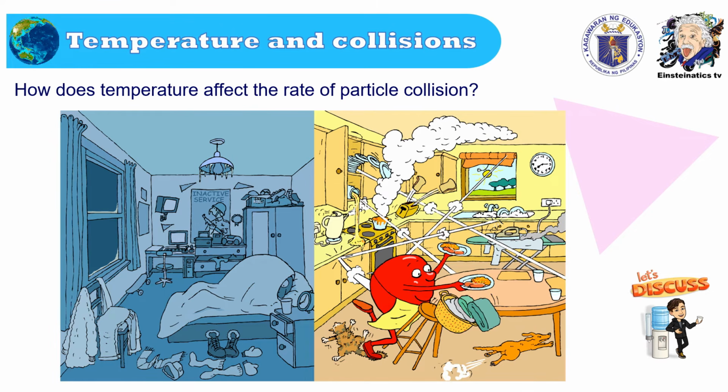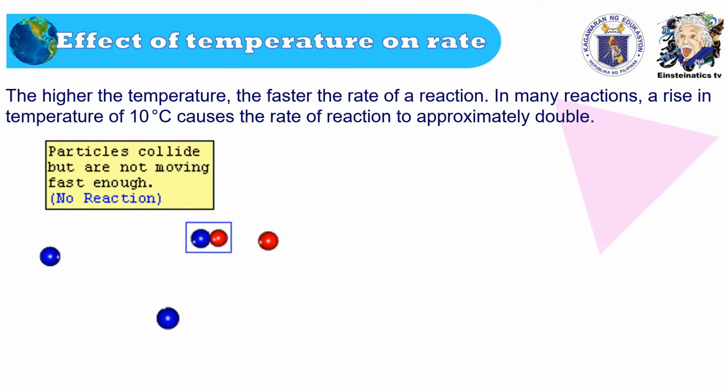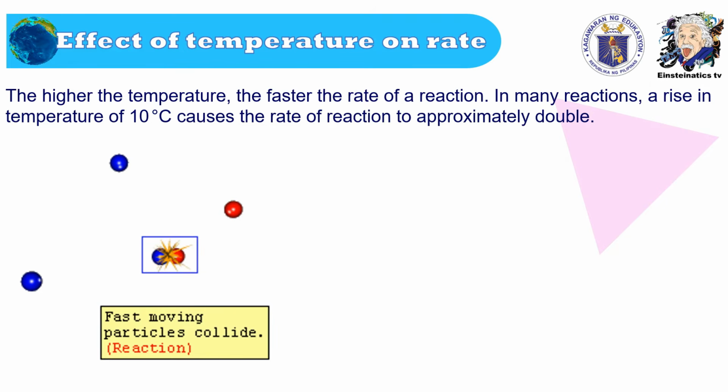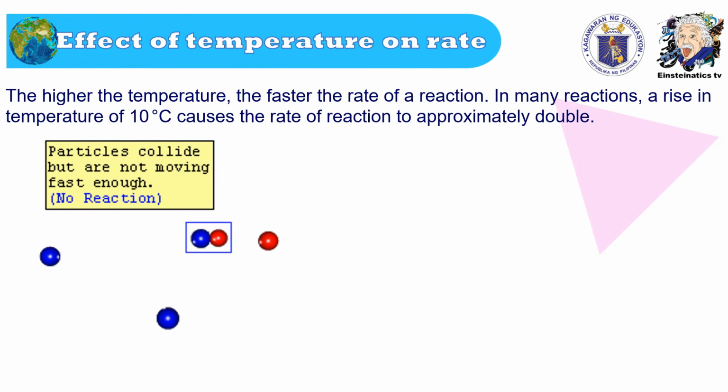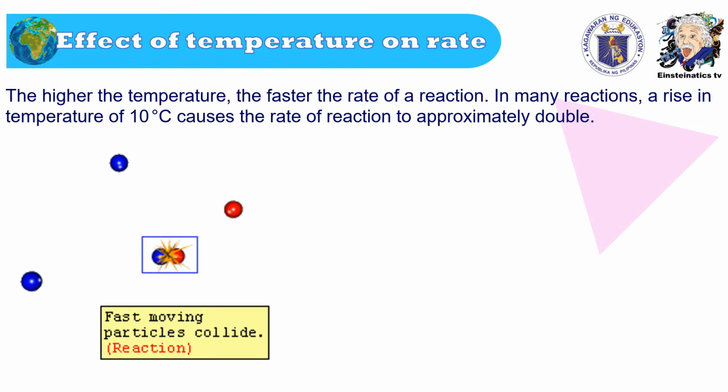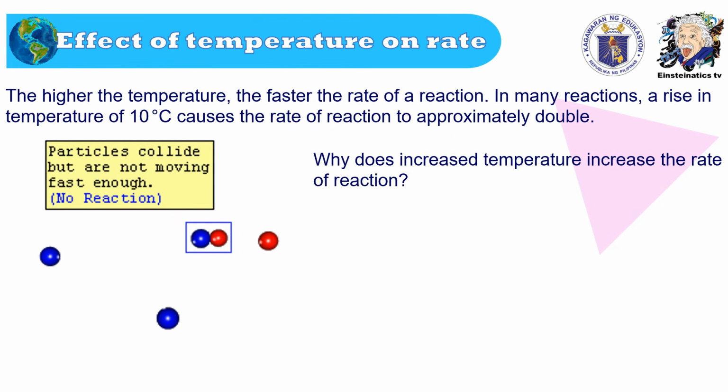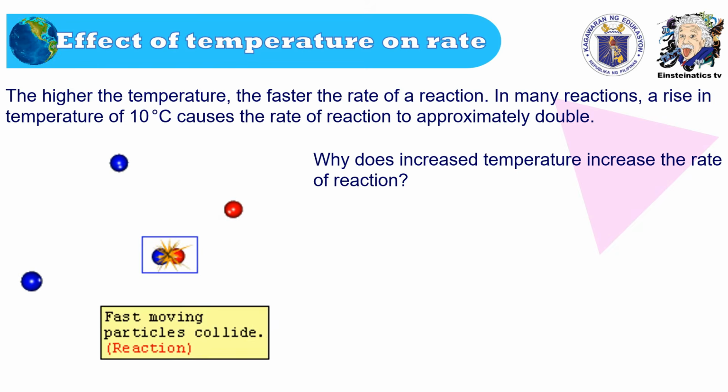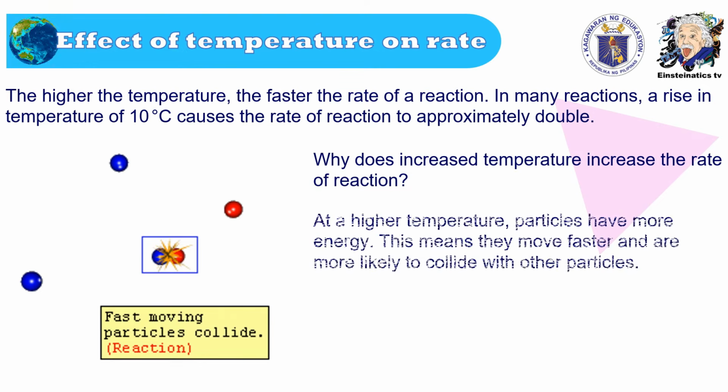The next one is temperature. So paano nga ba naapektuhan yung temperature, yung bilis or bagal ng particle collision? Can you take a guess? As you can see, the higher the temperature, the faster the rate of a chemical reaction. In many reactions, a rise of temperature of 10 degrees Celsius causes the rate of reaction to approximately double. So bakit nga ba pag nag-i-increase yung temperature, nag-i-increase din yung chemical reaction?